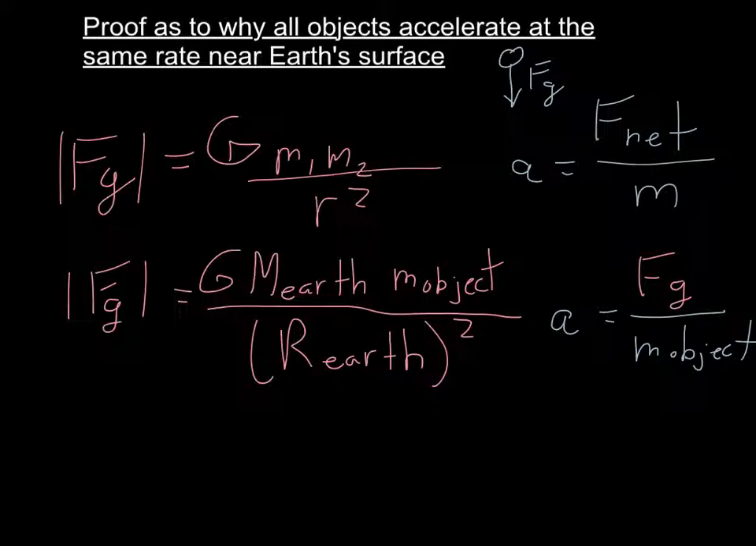I am going to show you, long last, proof as to why it is true that all objects, neglecting air resistance, will accelerate at the same rate near the Earth's surface. We've used that principle to help us consistently throughout the year, but we've never really discussed why the acceleration due to gravity near the Earth's surface is 9.81 meters per second squared.